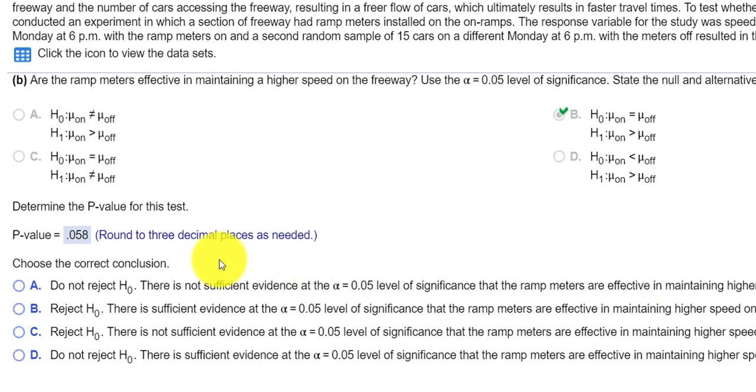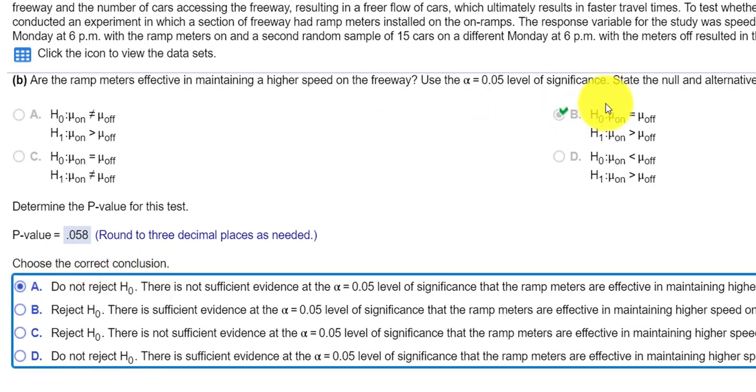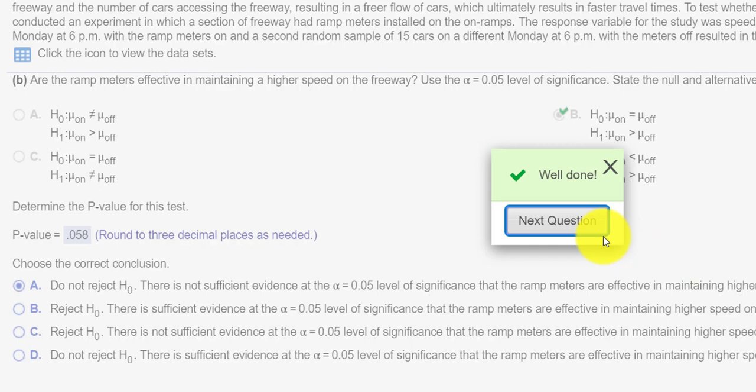And then, all right, so again, if my p-value is less than my level of significance, we reject. But this p-value, 0.058, is greater than 0.05. So we do not reject H0, which means the speeds are the same. So there's not enough evidence to say that the ramp meters are effective in maintaining a higher speed on the freeway. I check answer, and that was well done.